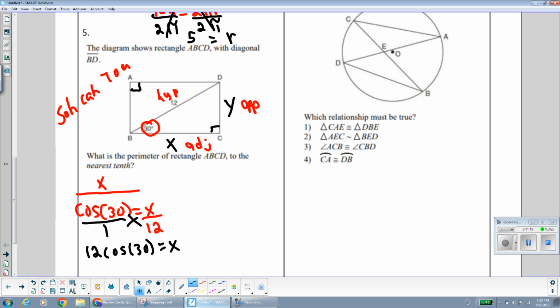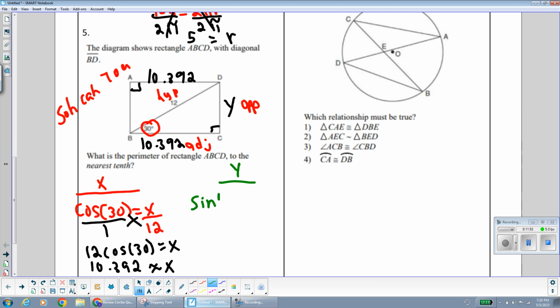And if I type this into my calculator, 12 cosine 30 is approximately 10.392. So x is approximately 10.392. And rectangles have opposite congruent sides, so is that. Okay, now to find y. So y is opposite from the 30-degree angle, and we have the hypotenuse, so we're going to use sine.